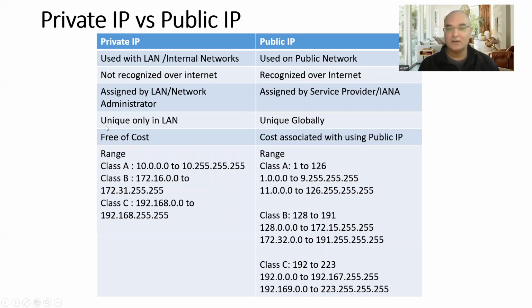Now, moving on to the next one, the private IPs are unique only in the internal network. So they are not unique outside the network. So within the internal network, the private IPs will be unique. Whereas the public IPs are globally unique. So that's a major difference.